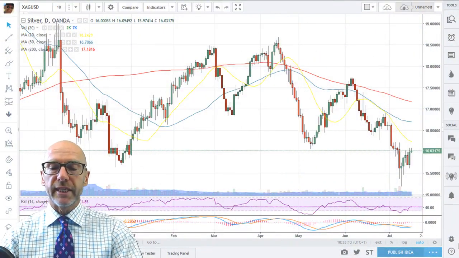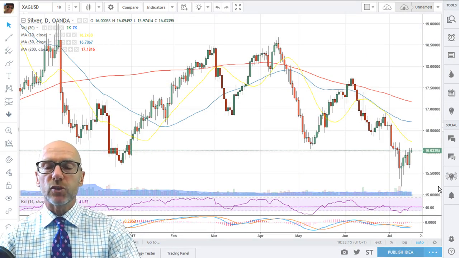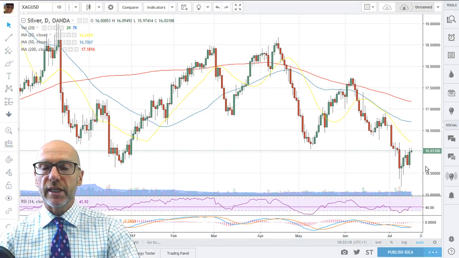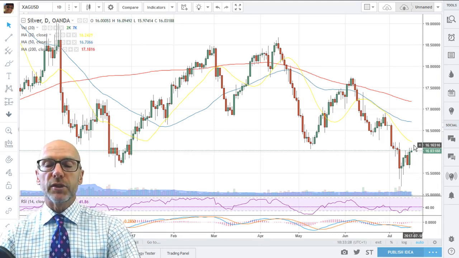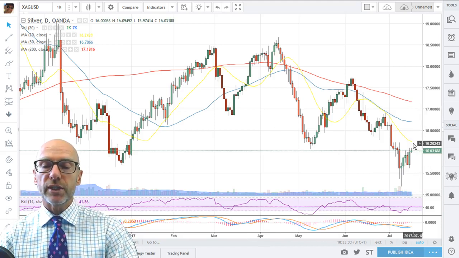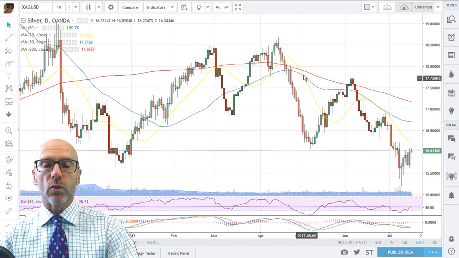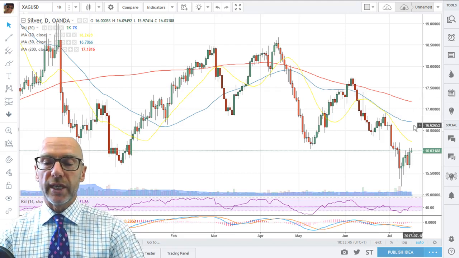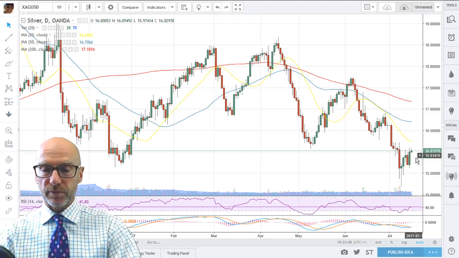So here we have the daily picture. Each candle represents 1 day's trading, and you can see that we're in a downtrend on this silver price. We've got a classic picture of lower highs and lower lows. You can see the moving averages. I've got the 20, the 50 and 200 on this chart. They're all tracking downwards, and also they've all crossed in a downward direction as the 20 crossed the 200 and the 50, which bodes ill for the medium term picture.